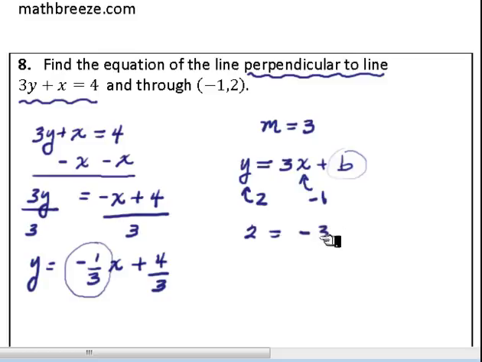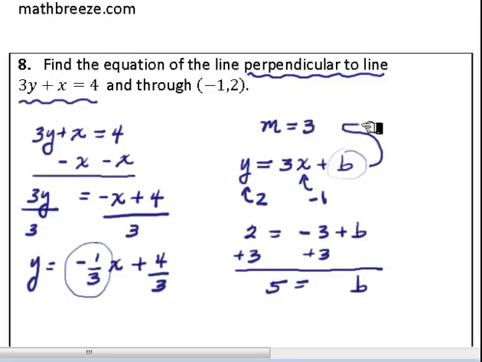2 is equal to minus 3 plus b, and solve for b. b is equal to 5. So now we can finish this equation that we started, and we have y is equal to 3x plus 5.